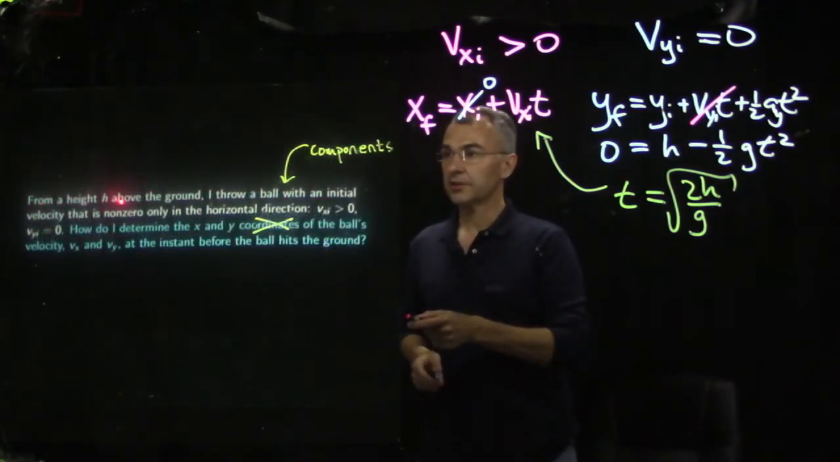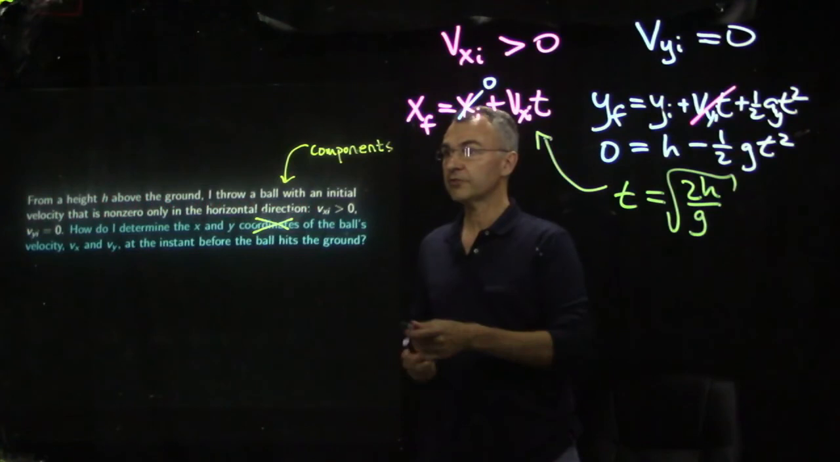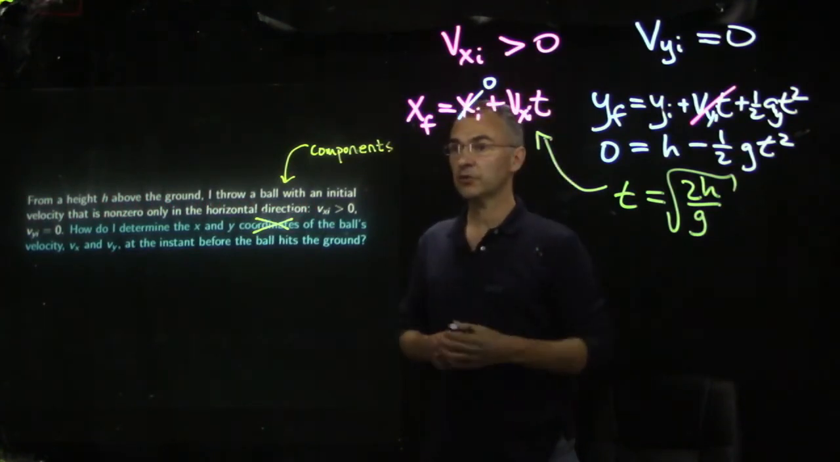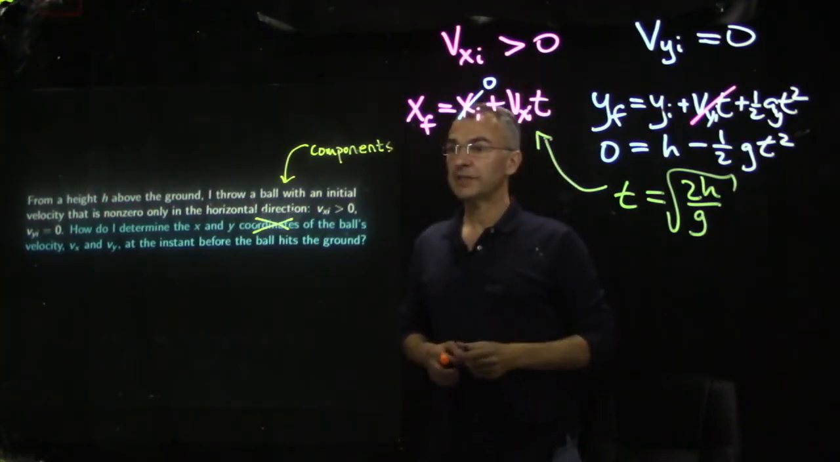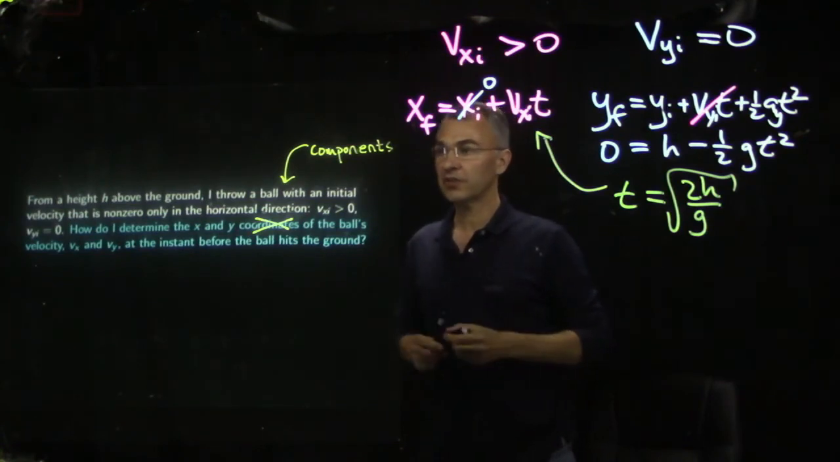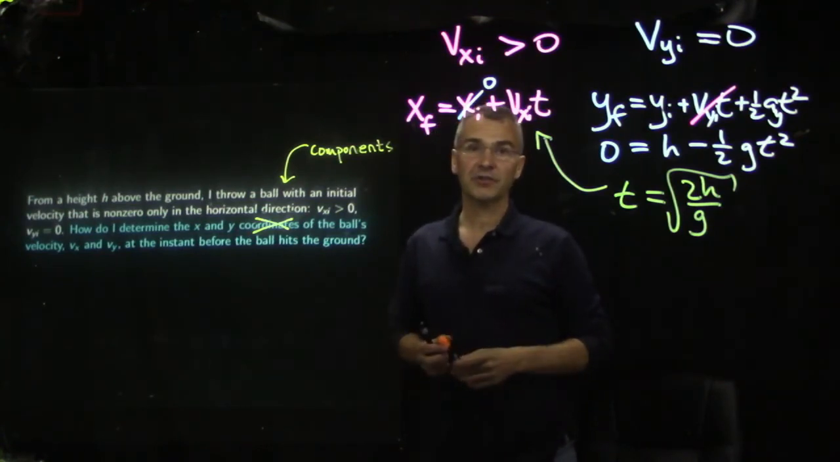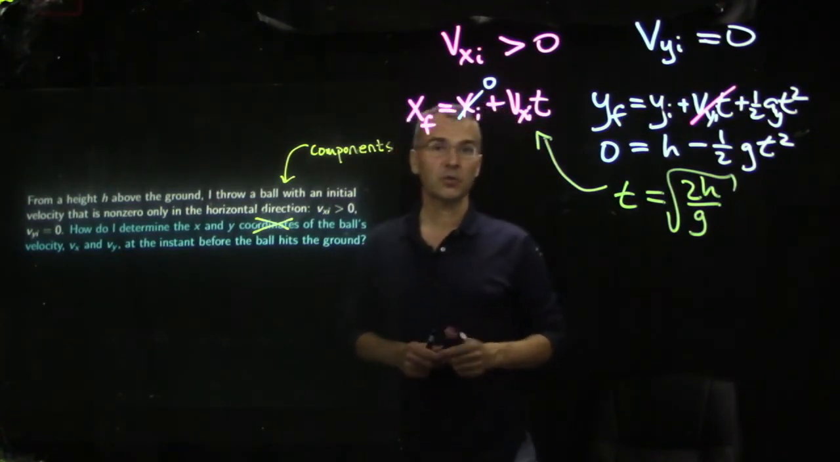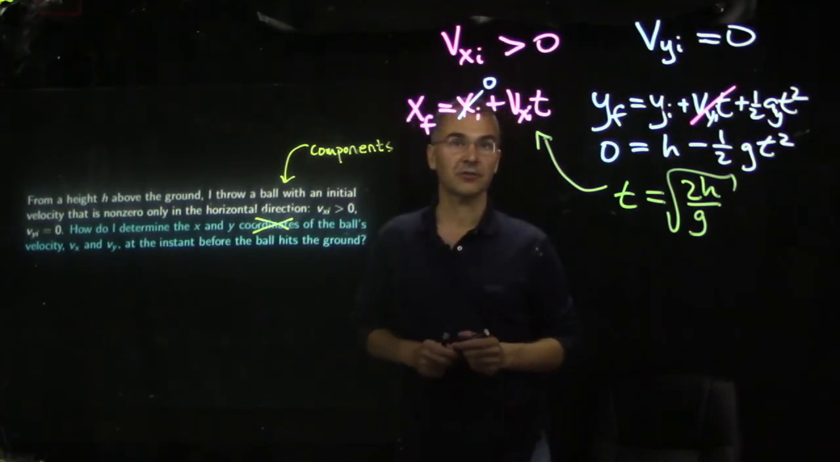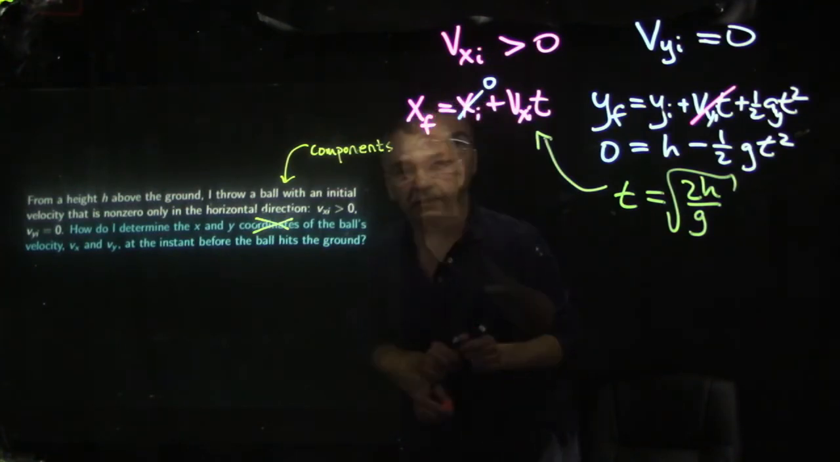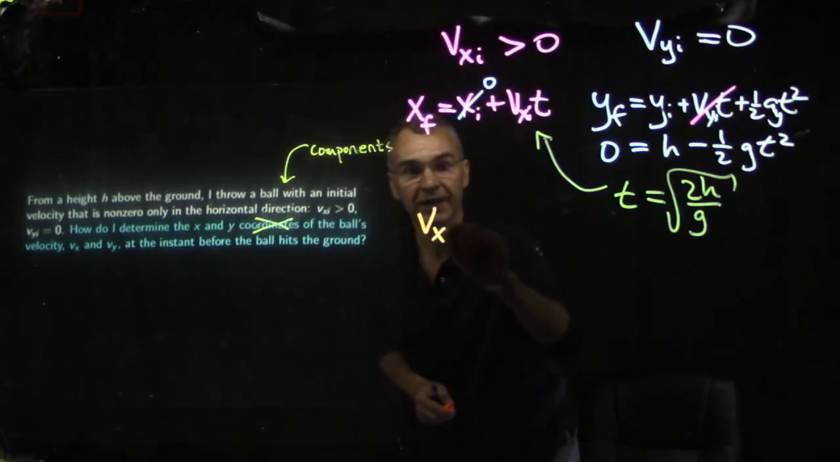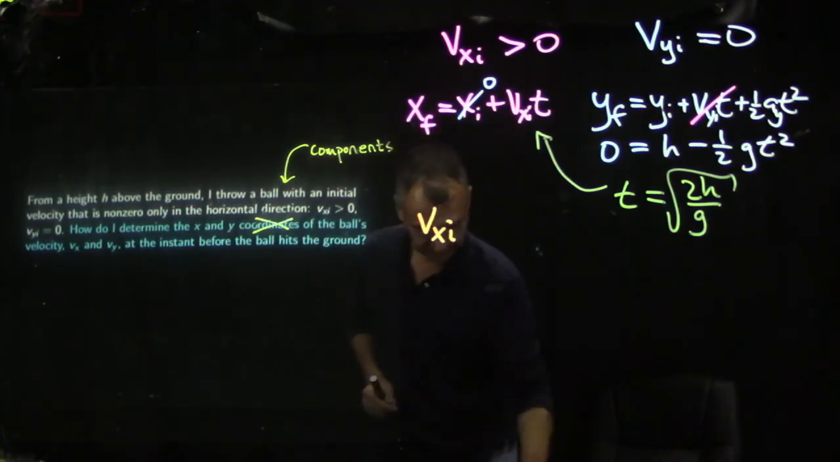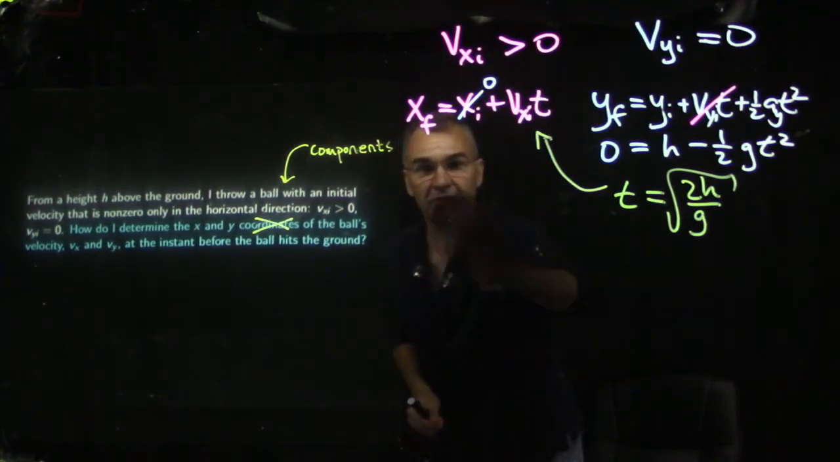Exact same scenario. From a height h above the ground, I throw a ball with an initial velocity that is non-zero only in the horizontal direction. How do I determine the x and y components of the ball's velocity, v sub x and v sub y, the instant before the ball hits the ground? Well, I know what time the ball hits the ground, so I need to figure out v sub x and v sub y at that time. So in the x direction, we have constant velocity, so v sub x just equals v sub x initial.